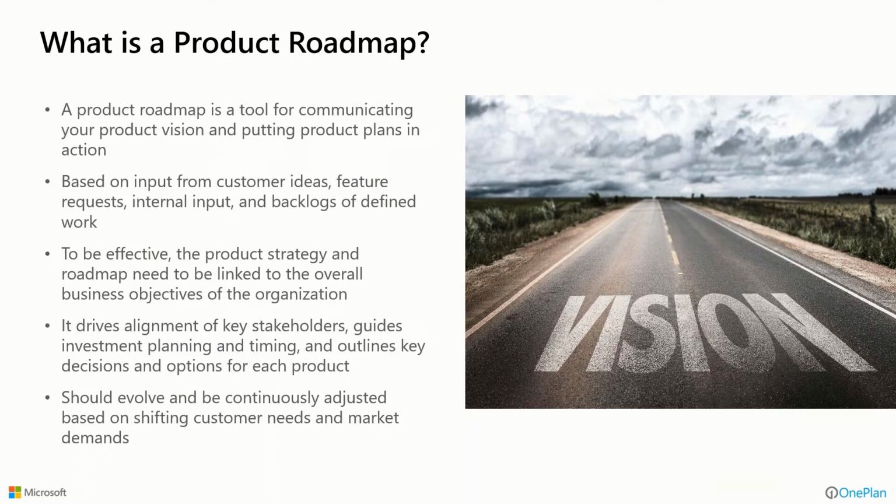The other key thing it does is it drives alignment. It drives alignment of your key stakeholders, and it helps with decision making on guiding investment, the planning, the timing, and it outlines those key decisions and evaluates the options for each product as to what we're going to invest our time, money, and effort into. Now, this is not a static exercise where you build this roadmap and you put it on a wall and you say, here's our roadmap. It should evolve. It should be continuously adjusted based on shifting customer needs and market demands, which are getting more and more accelerated in today's landscape.